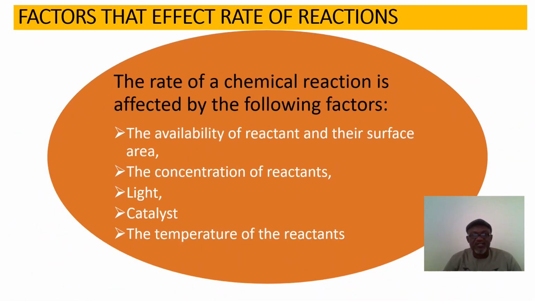Now, rate of reaction can be affected by several factors, which have been grouped into this: availability of reactants and surface area. If there are no reactants, then automatically there won't be any reaction, because the reactants must collide with each other, as we shall see in the collision theory. Before a reaction takes place, there will be bond breaking and bond making processes. So reactants must be there, and then their surface area.